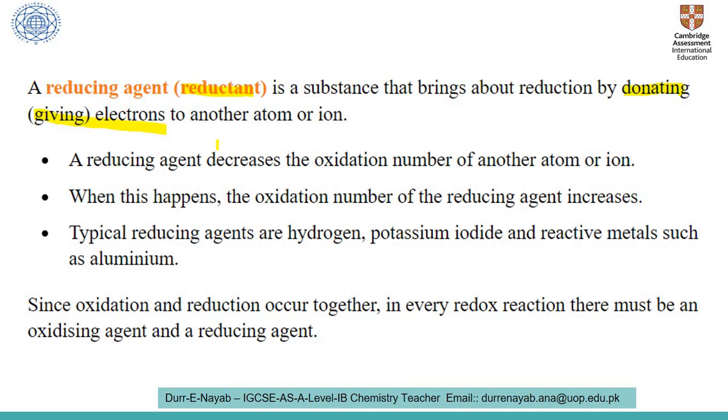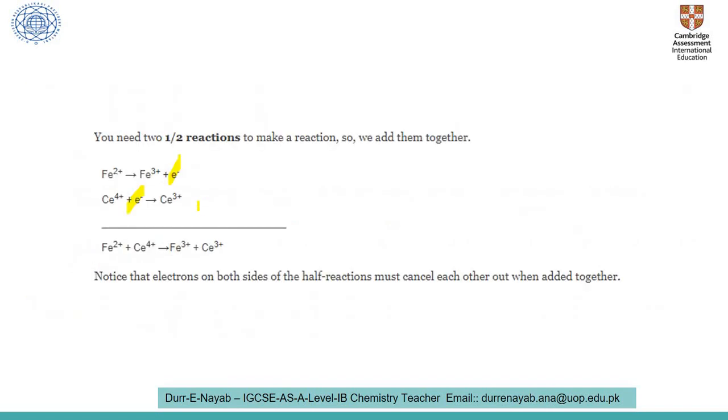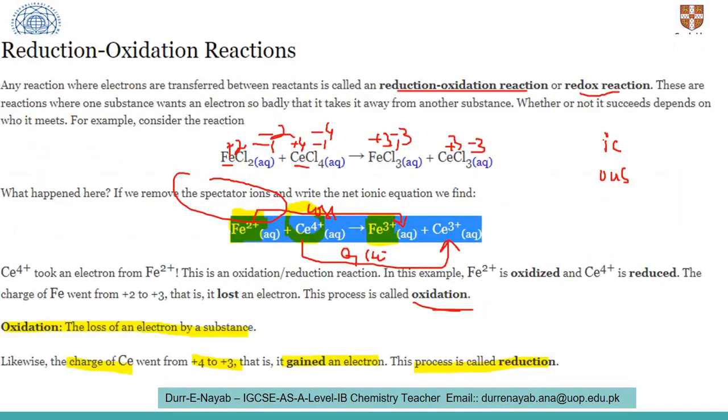You can call them he or she, I always call them he or she, but keep this in mind, all of them are non-living. So this reducing agent is very generous in giving electrons, in very common words. A reducing agent decreases the oxidation number of another atom or ion, and when this reduction happens, the oxidation number of the reducing agent increases.